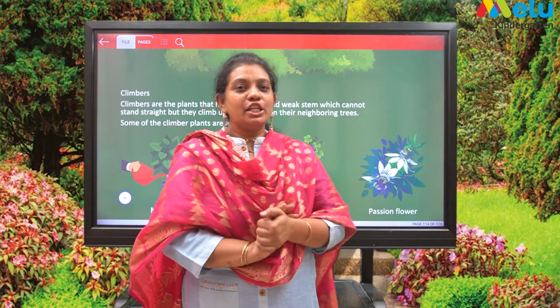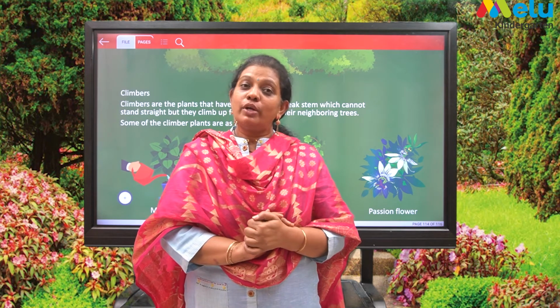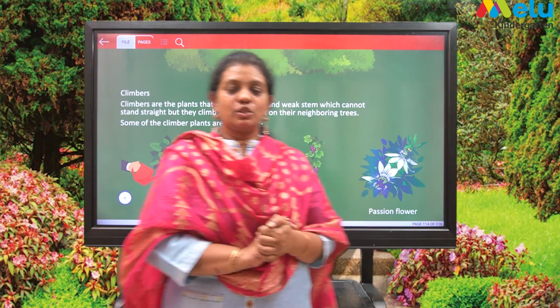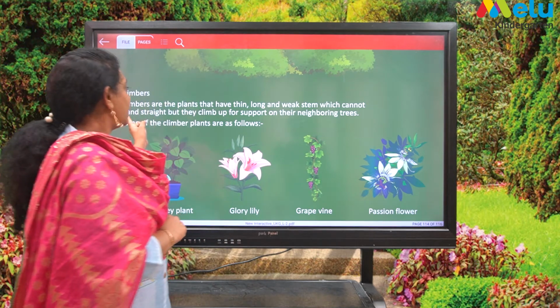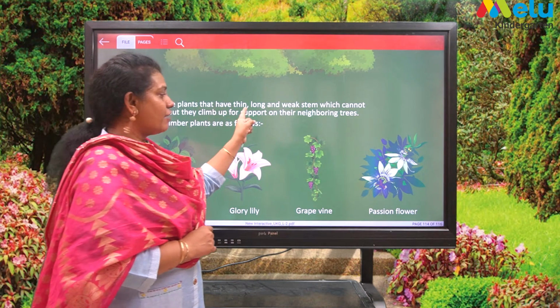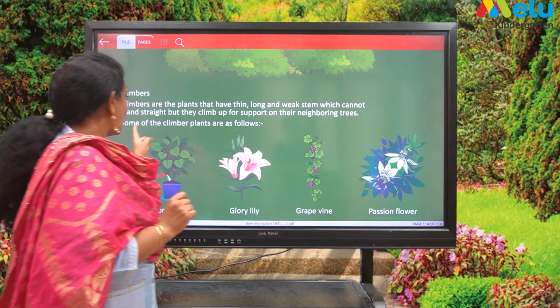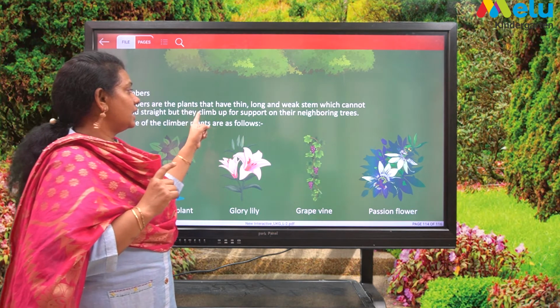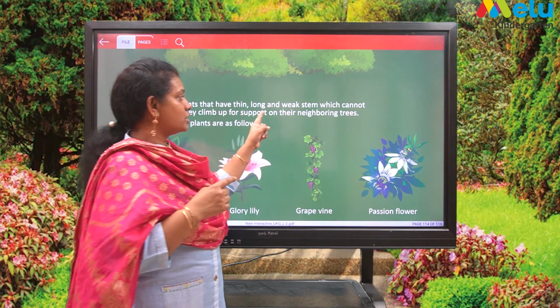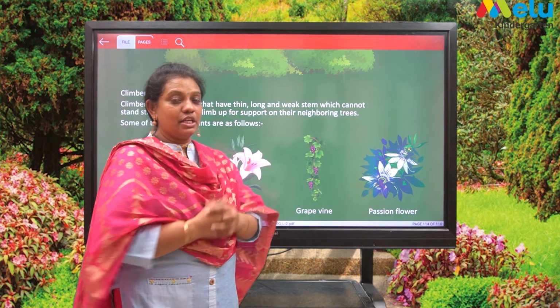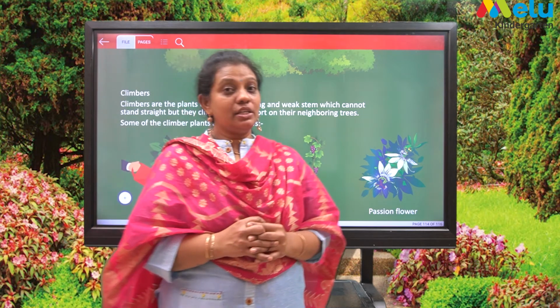Okay students, we understood about shrubs, right? Now let us talk about the climbers. So who are all climbers? Climbers are the plants that have a long, weak stem which cannot stand straight, but they climb up with the support of their neighboring trees. So these climbers are very smart.